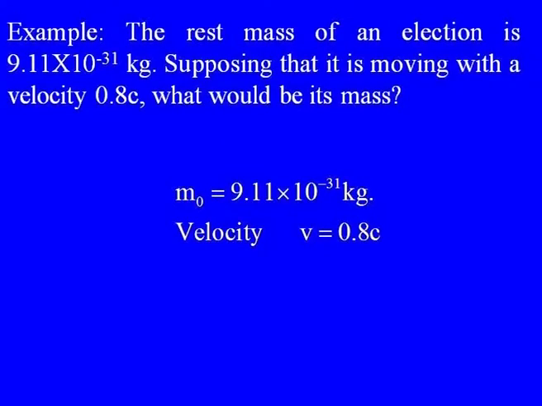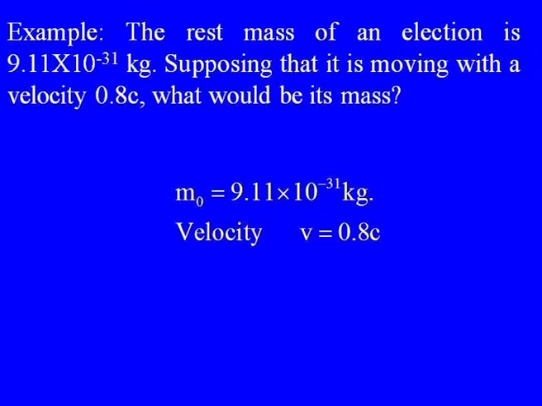So, let's see another example of the consequences of this formula. Let us just consider the rest mass of an electron. If you look at the tables, it is something like 9.11 into 10 to the minus 31 kilograms. Now, suppose this is moving with a pretty high velocity, 80% the speed of light. What will its mass be? Will it be very near to 9.11 into 10 to the minus 31 kilograms?